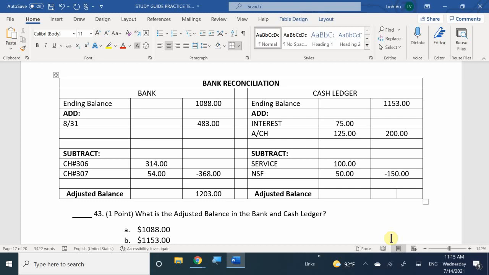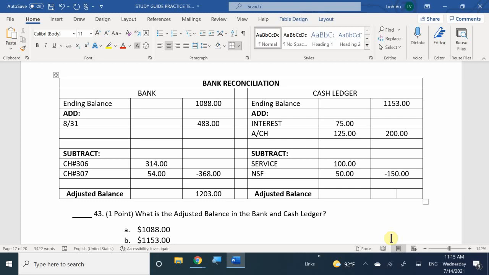1503. Am I wrong? Try calculating that again. Okay. 1153 plus the 200, and then minus the 150. 1503. Try calculating that one more time.